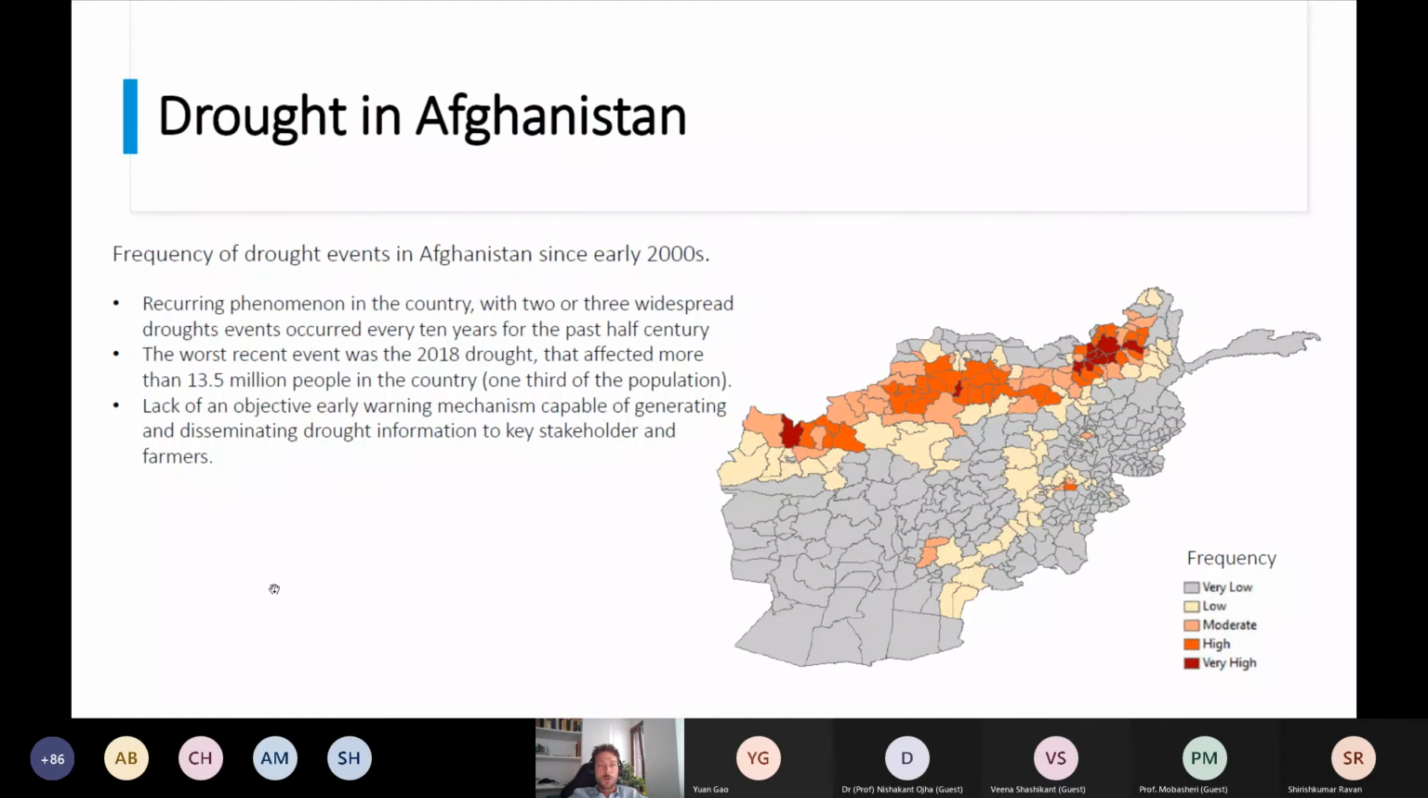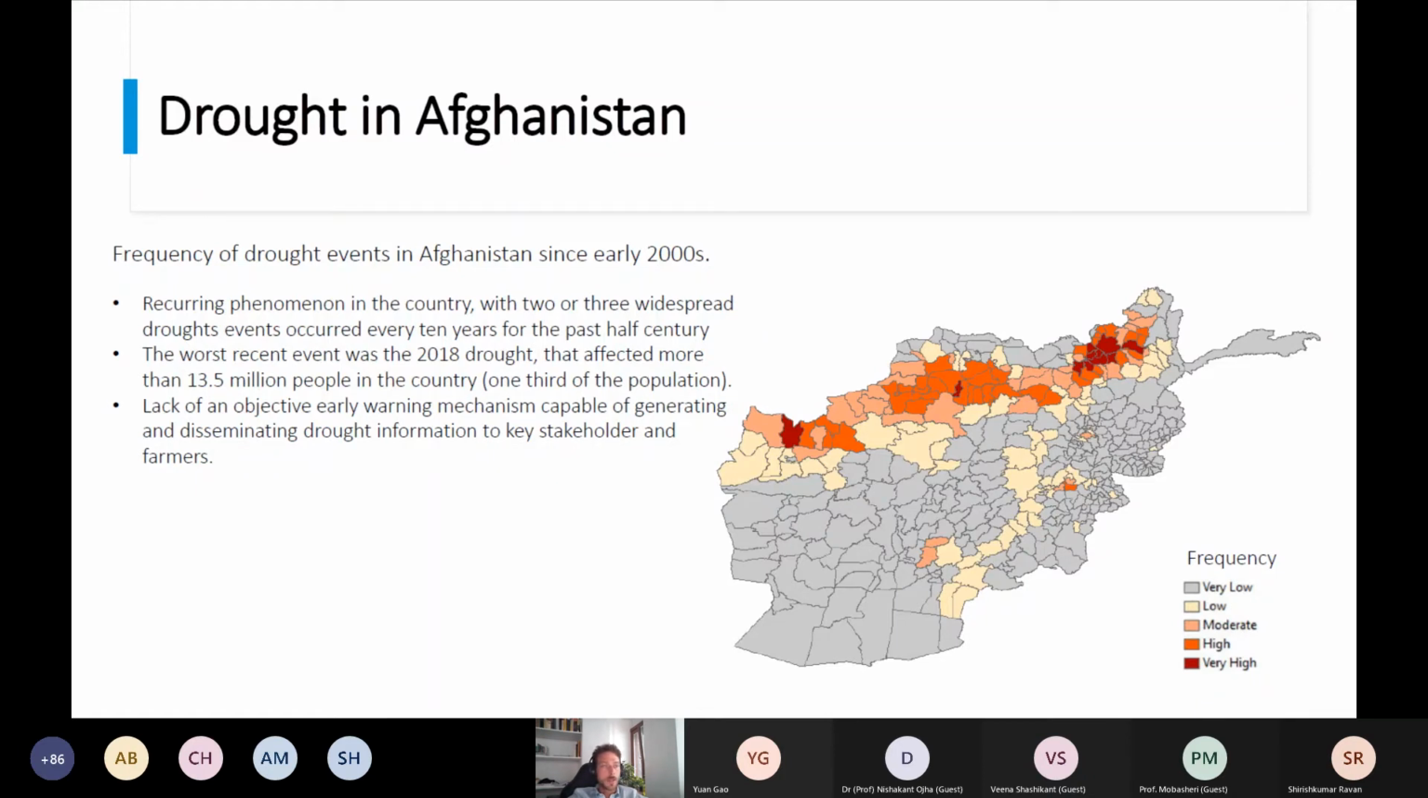So going now, focusing a bit on Afghanistan. Drought in Afghanistan is a recurrent phenomenon. We don't have a lot of data. As you all know, Afghanistan is a country that went through a very long civil war. Unfortunately, also the information coming these days is not at all very positive.